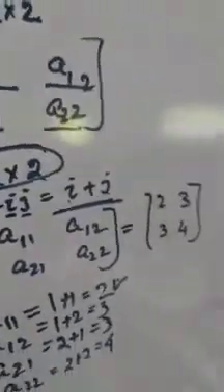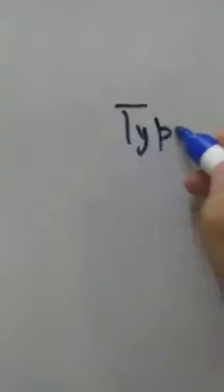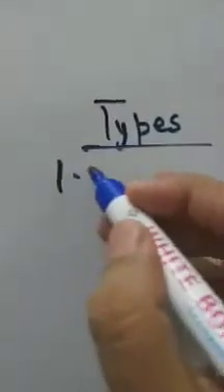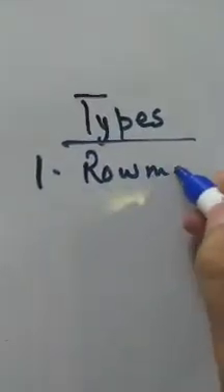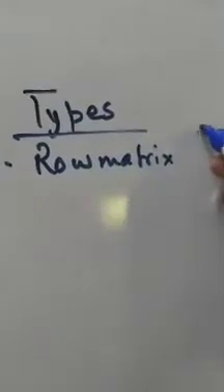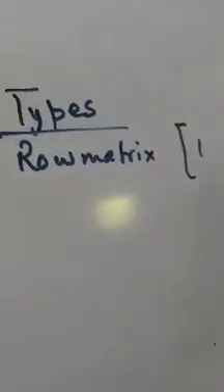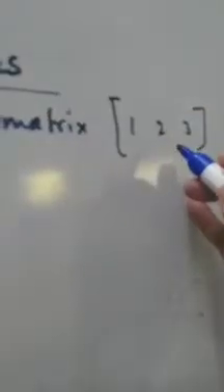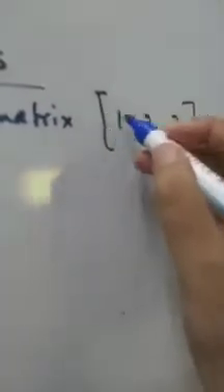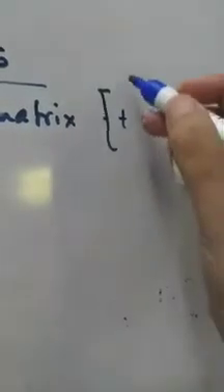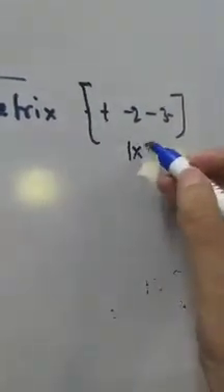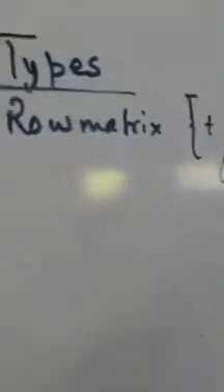Now, types of matrix. First is the row matrix. What is a row matrix? If a matrix has only one row, like 1, 2, 3, it is a row matrix. What will be its order, children? There is only one row and there are 3 columns, so the order will be 1 by 3. It is a 1 by 3 matrix.